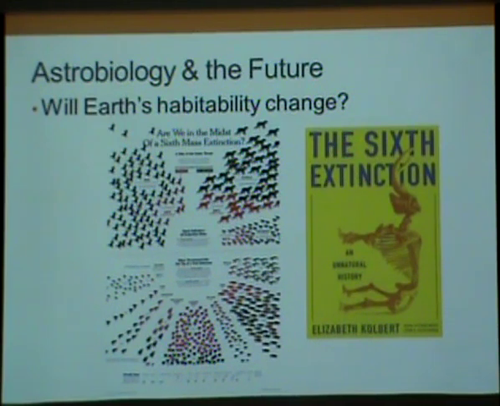Now, just to bring up this point, what's different about this mass extinction versus the other ones? What's causing this one? Humans. So we think this one's human caused. So we're actually causing what might be our own demise.